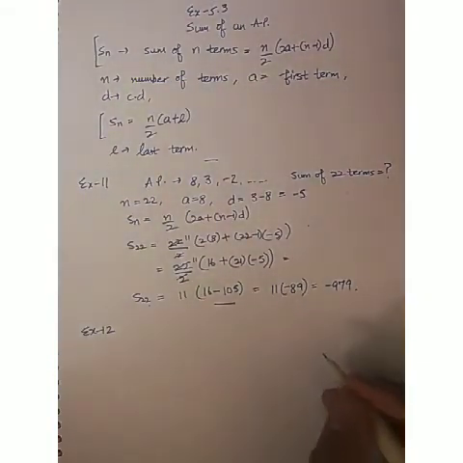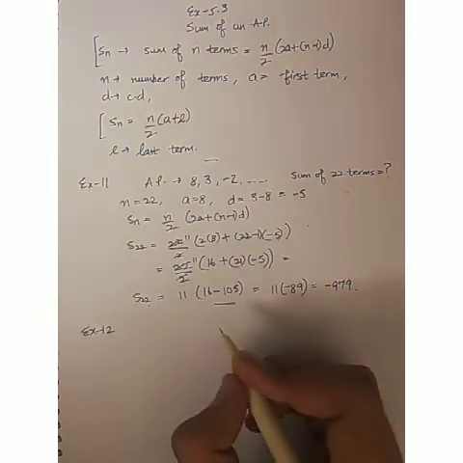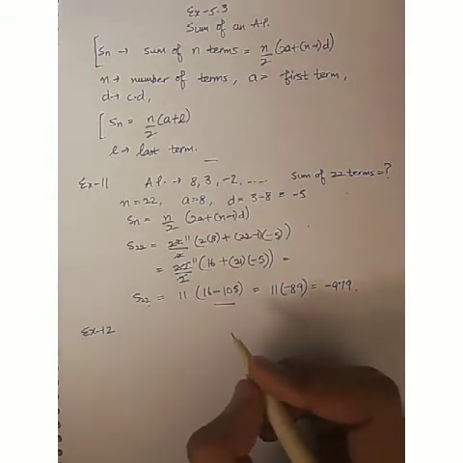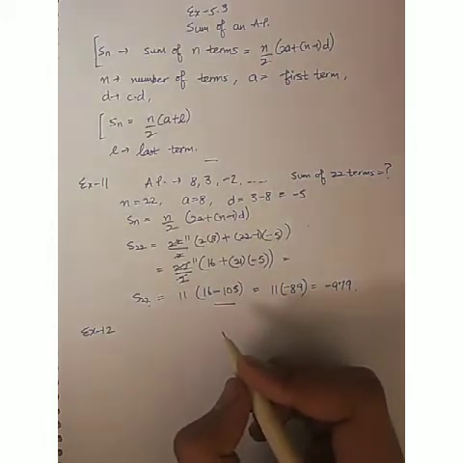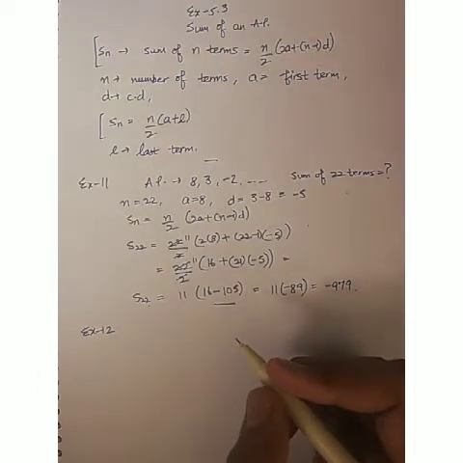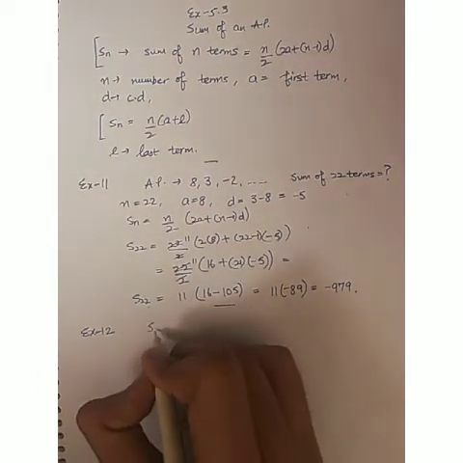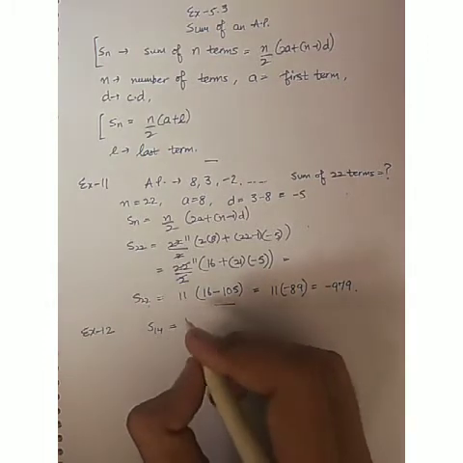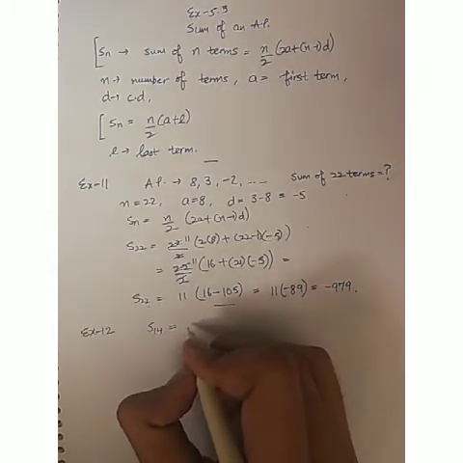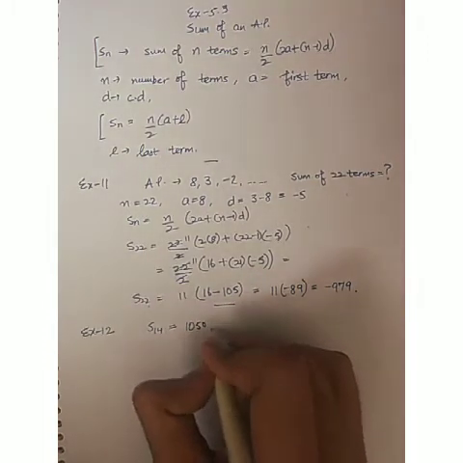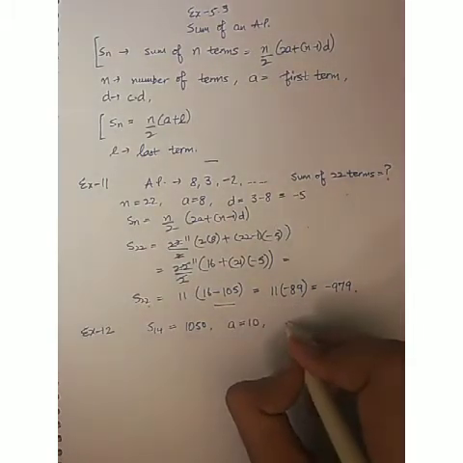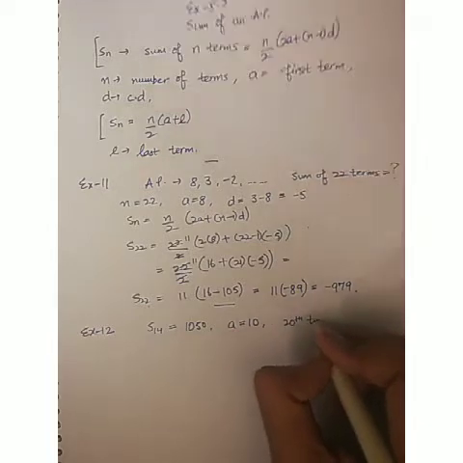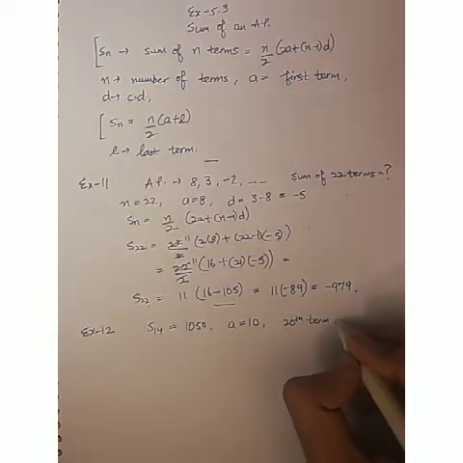In the next example 12, the sum of first 14 terms of an AP is given. Now just like the previous exercise, there is no AP series given and we have to form the AP ourselves, and then we'll be finding the things that are required in the sum. Now the sum of first 14 terms is given, so simply we'll write S14 is 1050, and the first term is also given, it's 10. We have to find the 20th term.